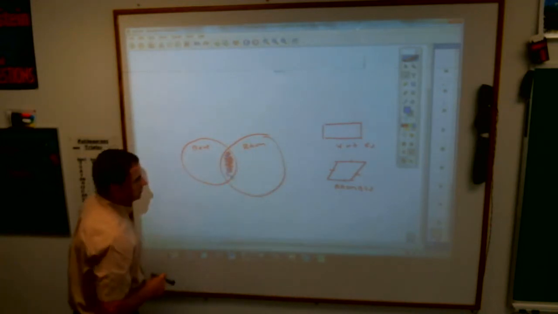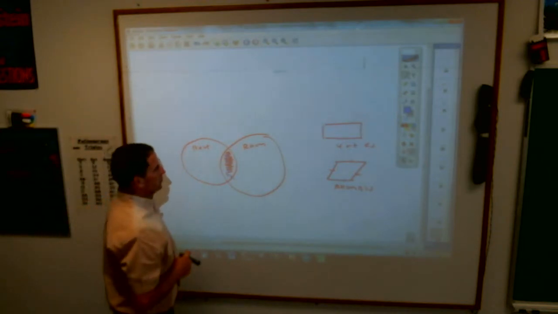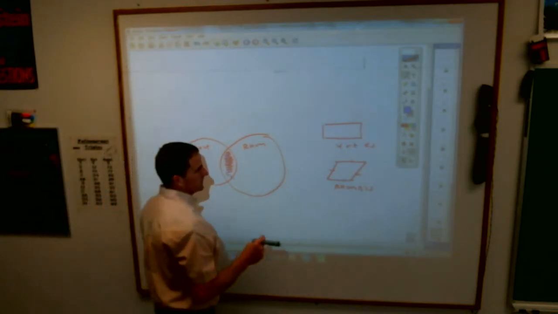So when you do Venn diagrams, you've got to look at the intersection.